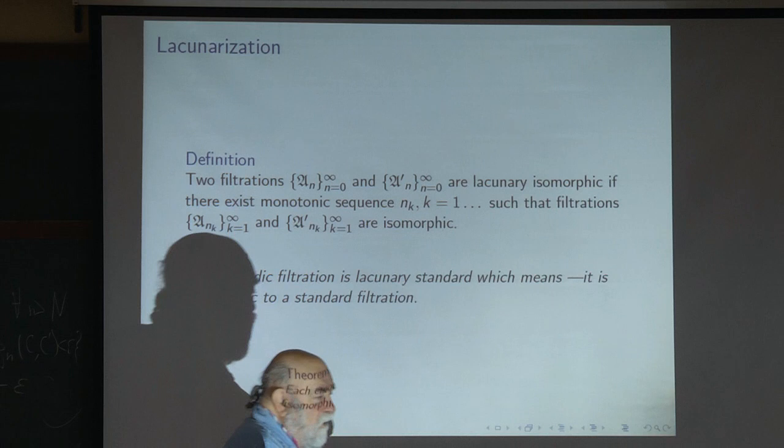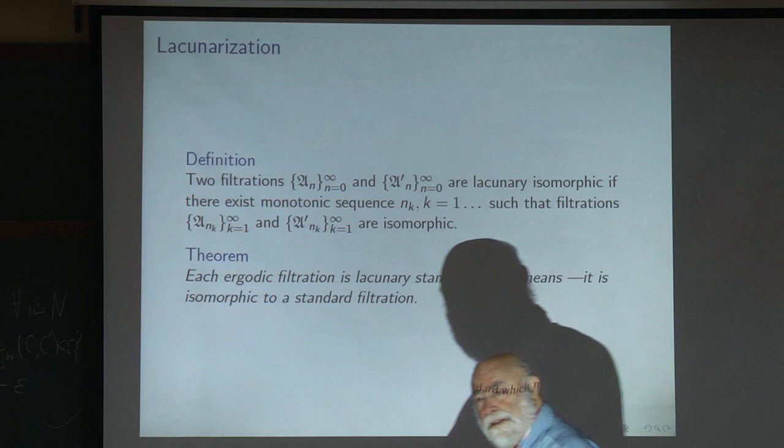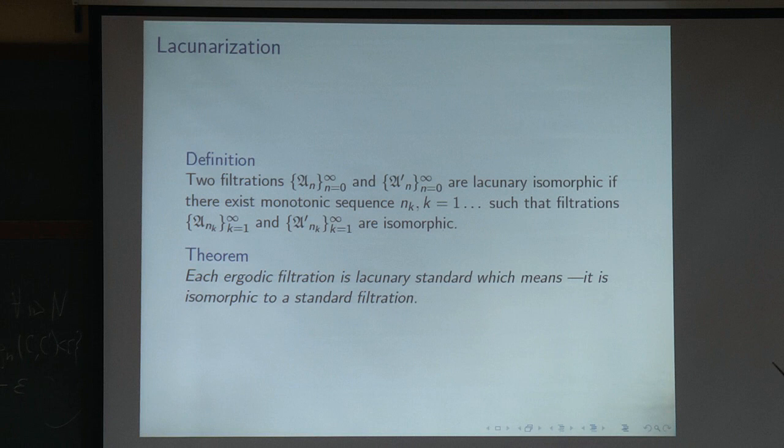The more general formulation is the following. You have two finitely isomorphic filtrations with trivial intersection. They are not isomorphic. They are not standard. But nevertheless, you can find some subsequence such that this subsequence of the initial filtration is standard. So you can obtain standardness by neglecting many intermediate filtrations. This is called the lacunarization theorem. So if you have some lacuna, then you can look at any filtration and obtain a standard one.